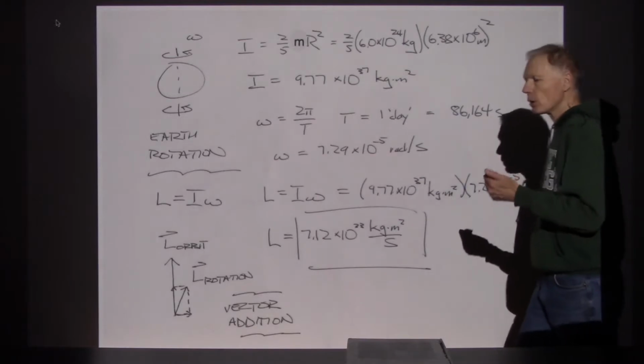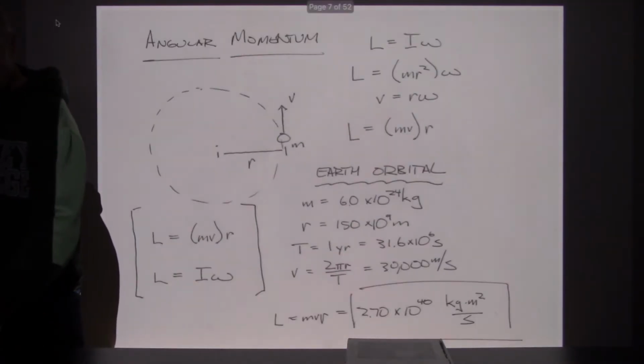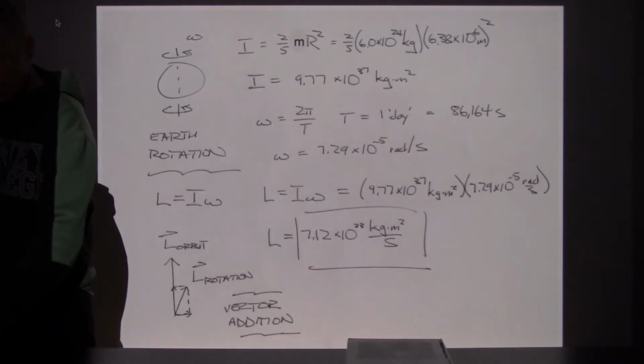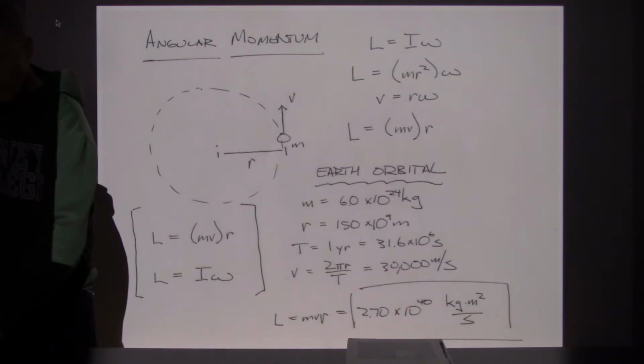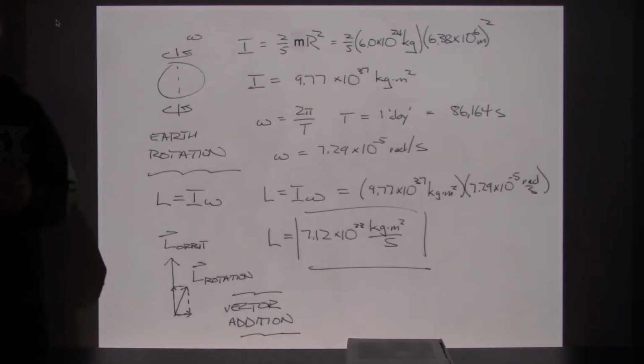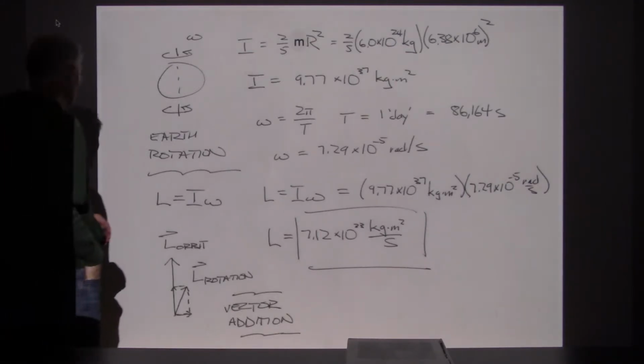So how does that compare with the orbital amount? If we look back, the orbital amount is like a million times? 3 million times? Yeah, something like 3 million times more angular momentum in Earth's orbital motion compared with its rotational motion. So it's not even close. The orbital motion is much larger.